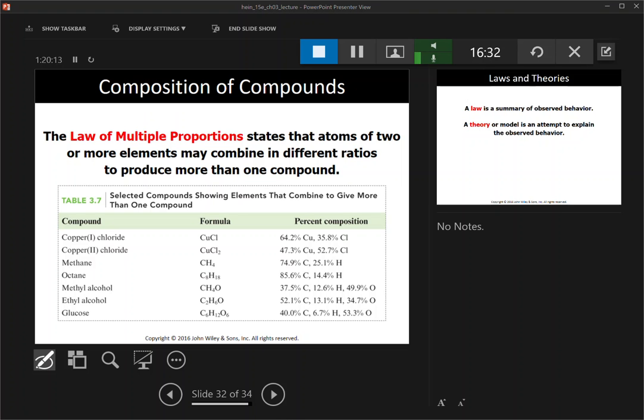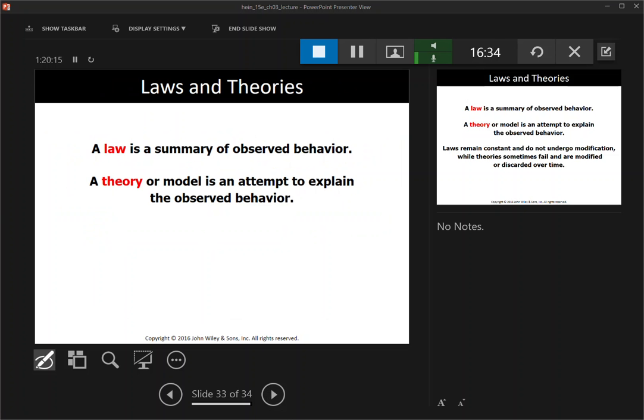Now, since we talked about law, I just want to remind you again of the difference between a law and a theory. Remember that for a law, there is no exception, but when we talk about a theory, there are always exceptions. So the law of multiple proportions and the law of definite proportions are laws, and there is no exception for them.